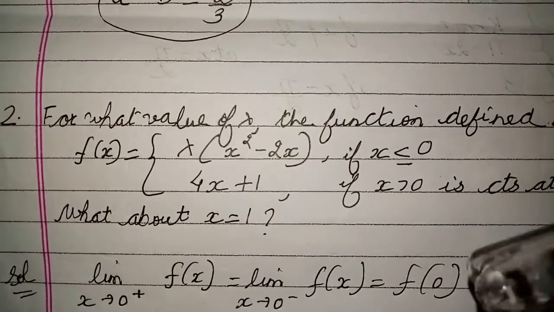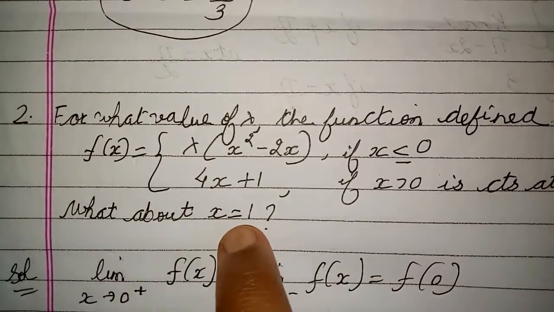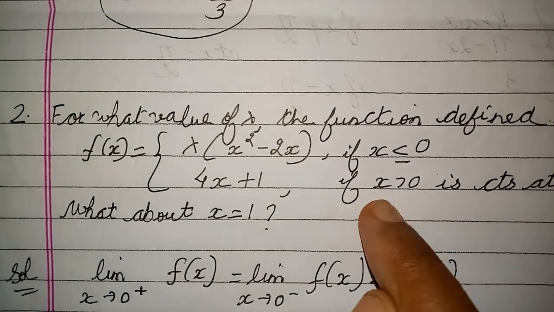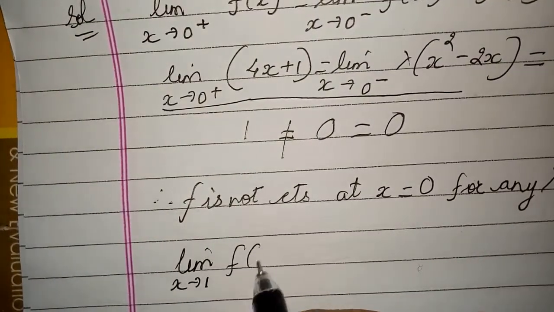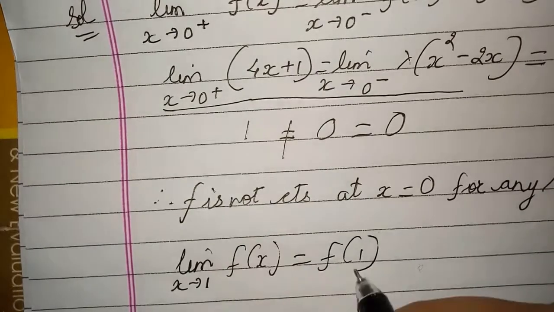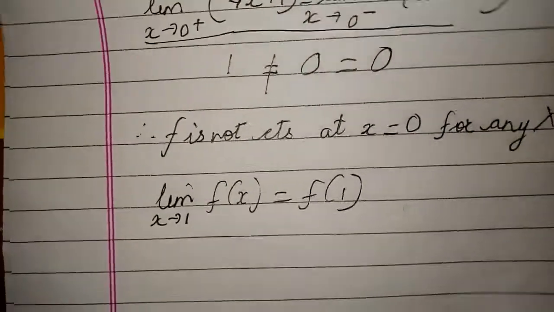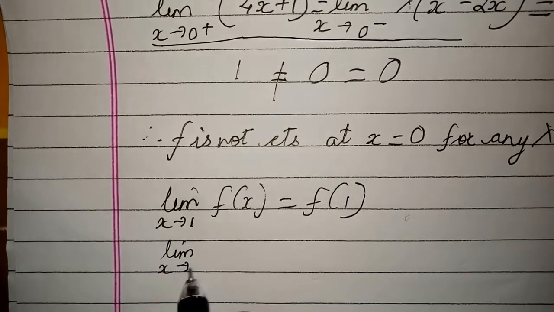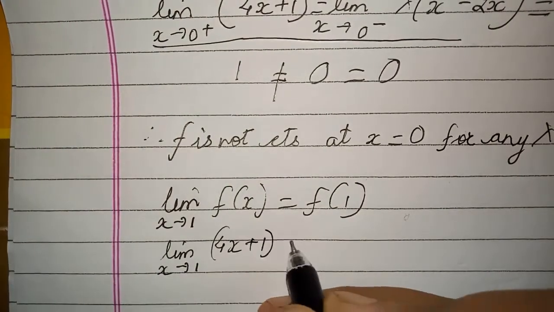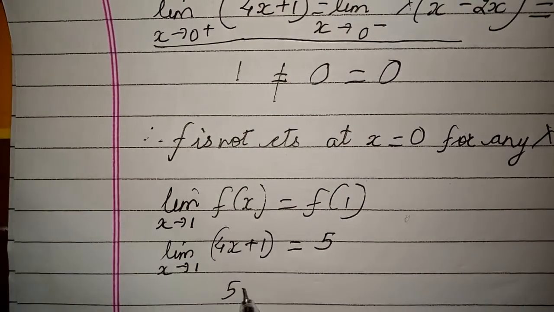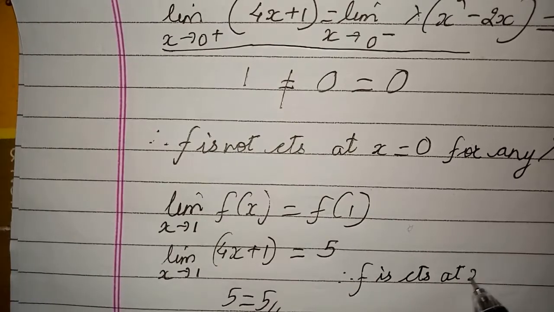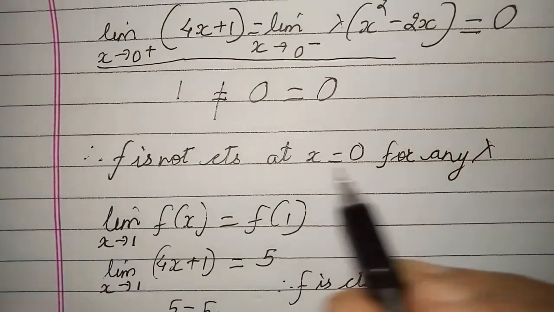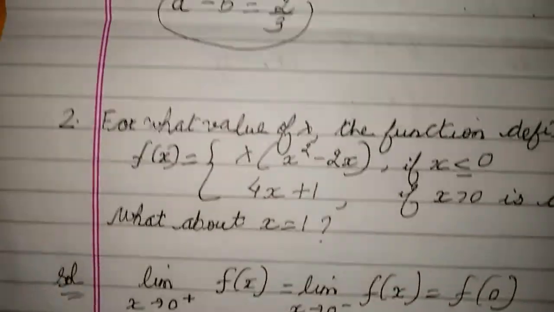Now we have to discuss the continuity at x equal to 1. At x equal to 1, children, there is only one definition of your function, that is x greater than 0. So you have to check the condition limit as x tends to 1, f of x is equal to f of 1. If this is true, then your function will be continuous. What is it? 4x plus 1. So limit as x tends to 1. This will always be true, no, children? So this is 4 into 1 plus 1, 5. This is also 5, equal to 5. So therefore I can say f is continuous at x equal to 1. But for any lambda, it is not continuous at x equal to 0.